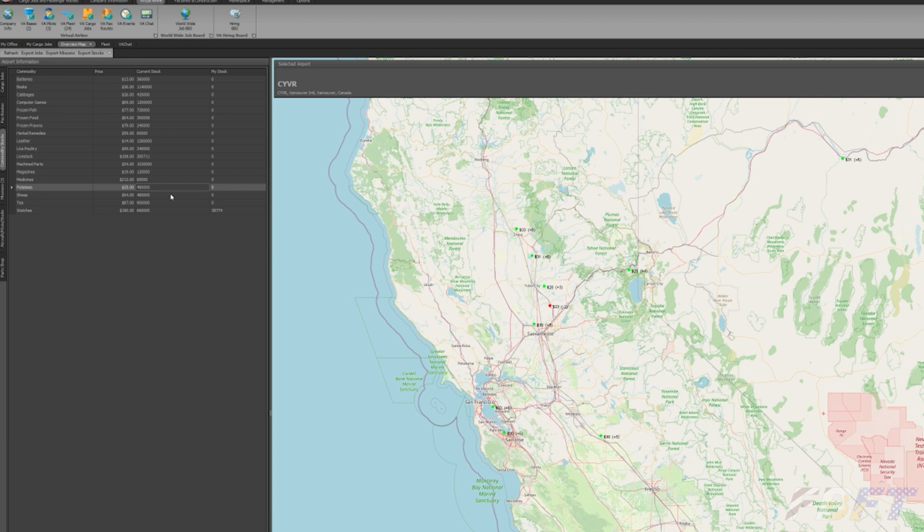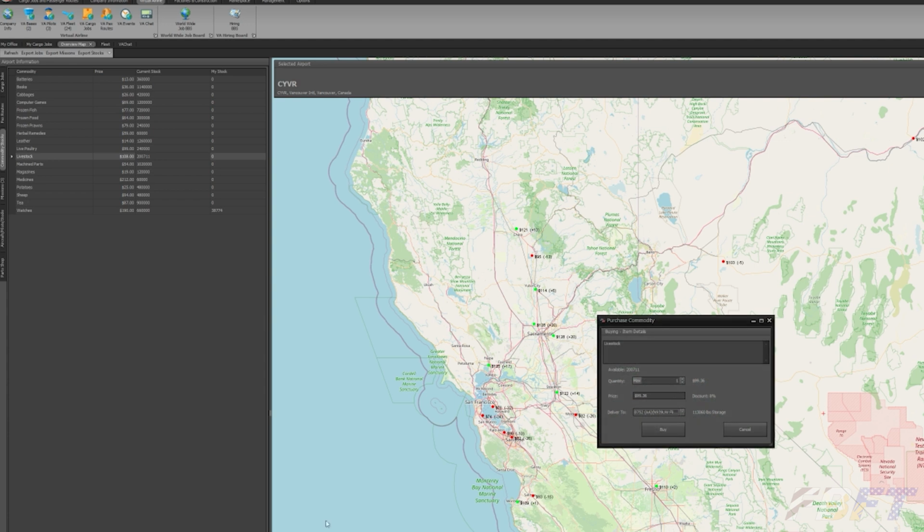Again, if you end up at an airport that doesn't have commodity market, maybe you can find another job from the available jobs menu, fly it out of there, or you can simply go to your fleet tab and select the aircraft and reposition it to a nearby airport that either has a job or has a commodity market. And here we are.